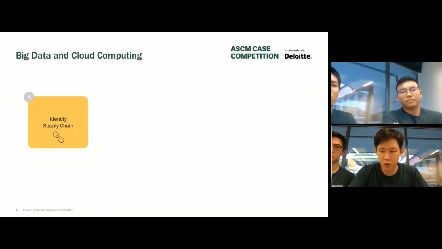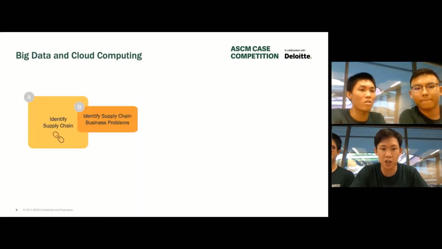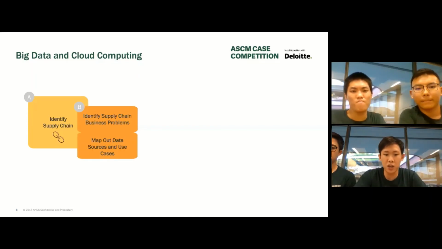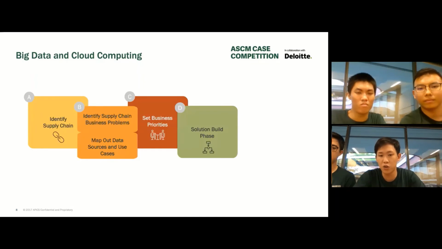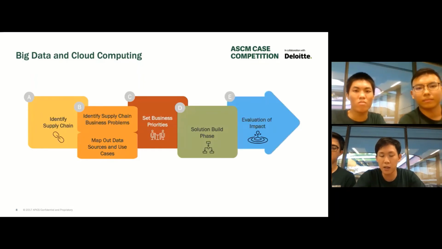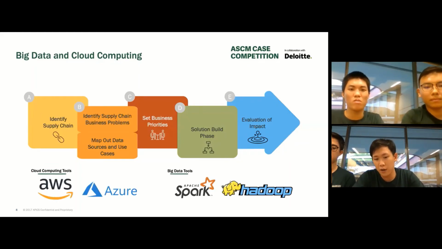So for the entire process, we identify the supply chain business problems, mapping out the data sources and use cases, and next we'll be setting up the business priorities, followed by the solution build phase, and finally the evaluation of the impact. So for cloud computing tools, there are 2 popular ones, AWS and Azure. And finally, for big data tools, Apache Spark and Hadoop, which are free.